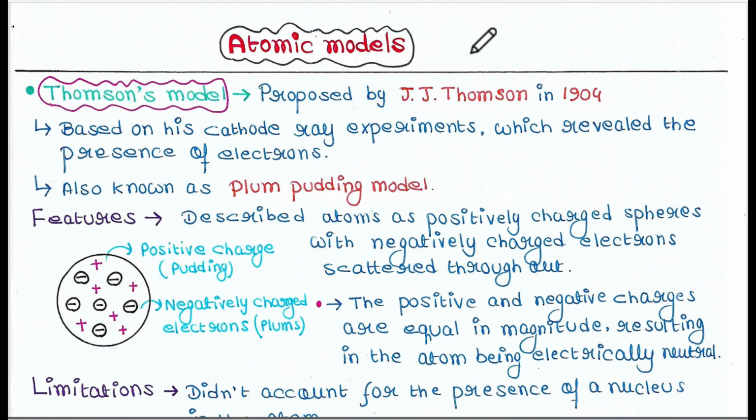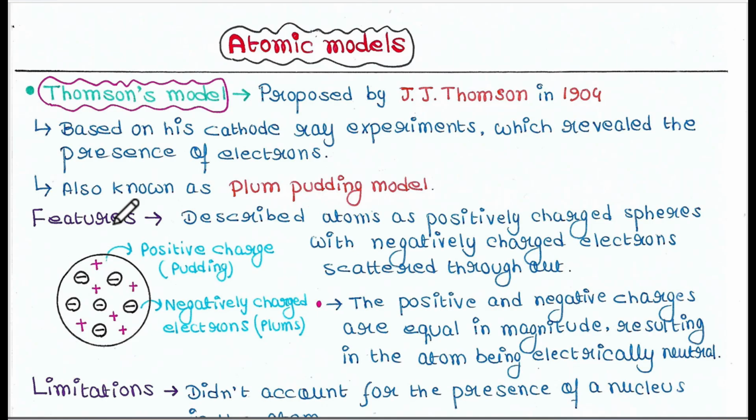So, there are three main atomic models. First one is Thomson's model. This model was proposed by J. J. Thomson in 1904. This model was based on his cathode ray experiments which revealed the presence of electrons. This model is also known as the plum pudding model. Why named so? We will see in a couple of minutes. Let's talk about the features of this model.